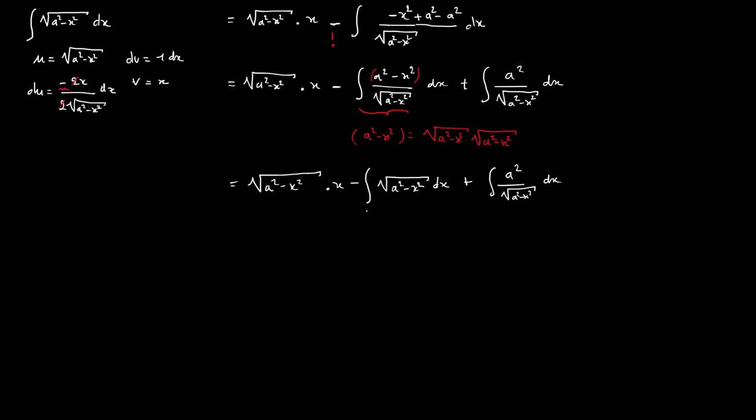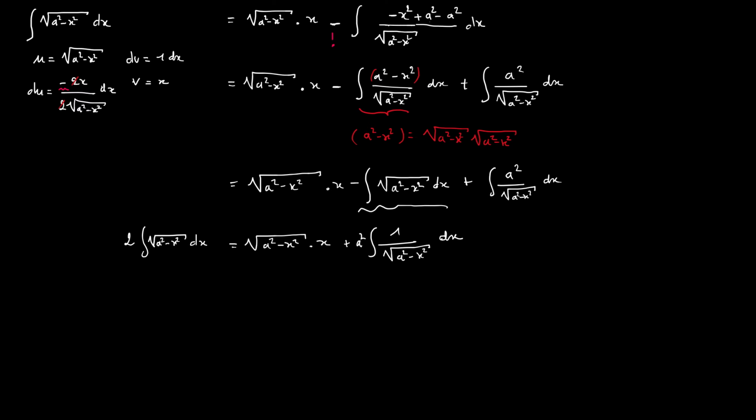Okay, what are we going to do? Well, we're going to move this to the other side, and we find that 2 times the integral of the square root of a squared minus x squared dx is equal to the square root of a squared minus x squared times x plus some integral we haven't solved yet. I'm already going to bring out the a squared because that's just a constant: 1 over the square root of a squared minus x squared dx.